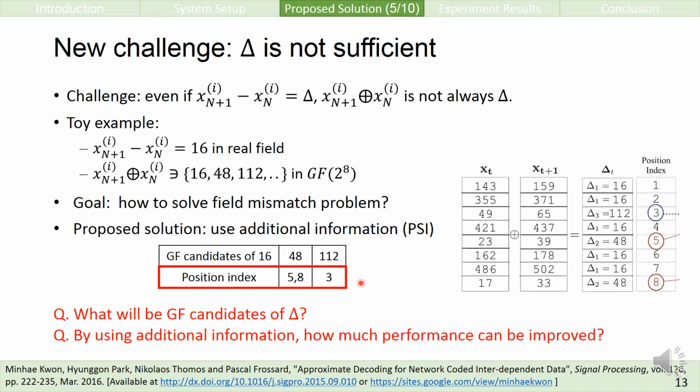Then here we have a new question. What will be the Galois field candidates of delta? If we can know the candidates from delta, we don't need to send the information to the decoder. And next, by using additional information, how much can performance be improved? So we can control the amount of information for our target performance.